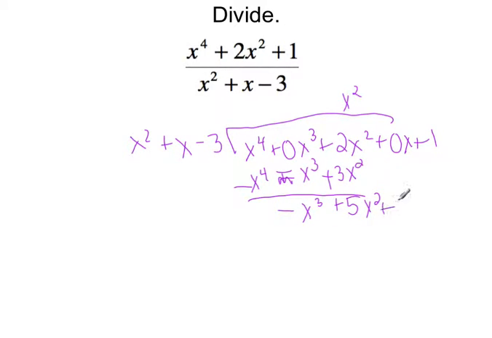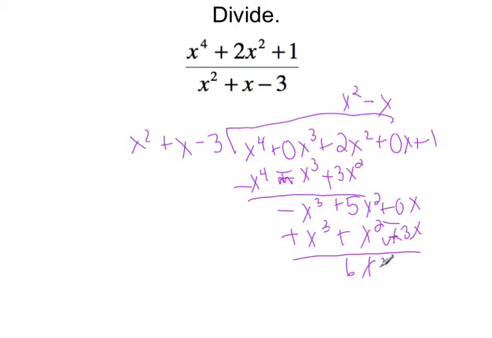I'm going to bring down my 0x, and up top, again, I'm going to say what times x squared is negative x to the third, and that is minus x, multiply it through, minus x to the third, plus, minus, minus x squared, plus 3x. I have to change the signs and add. That gives me 6x squared minus 3x. I'm going to bring down the 1, and I'm going to repeat again.